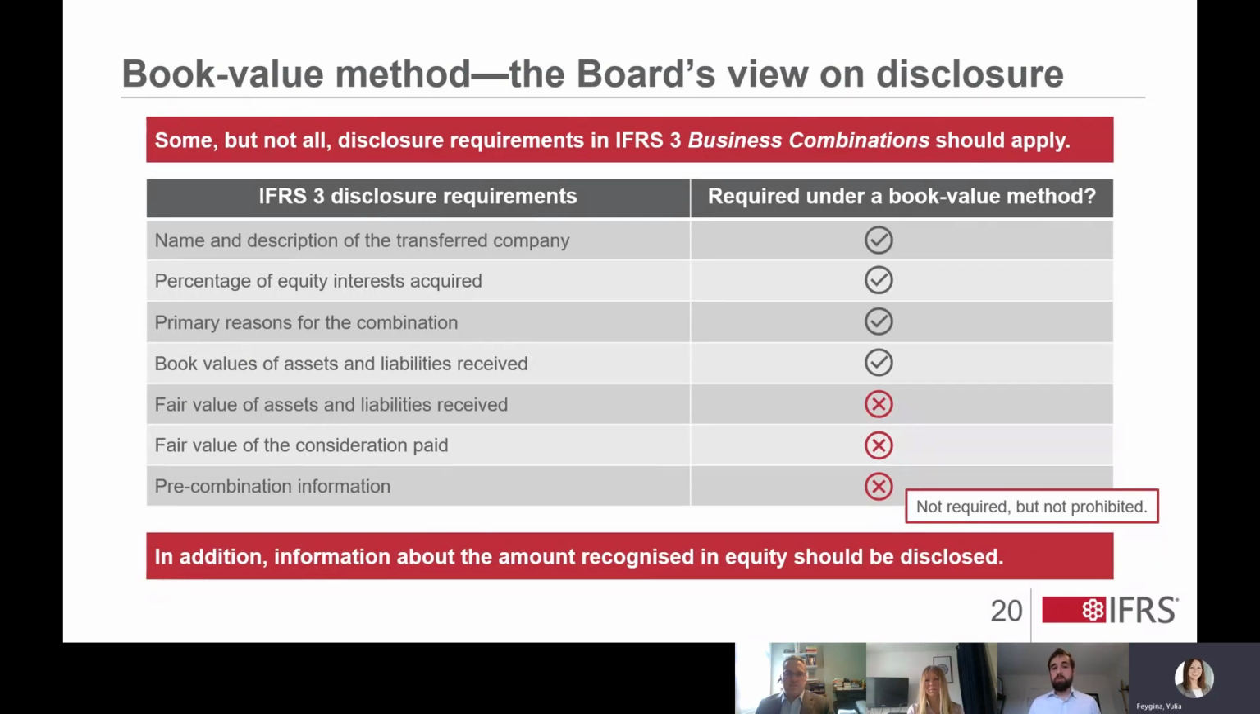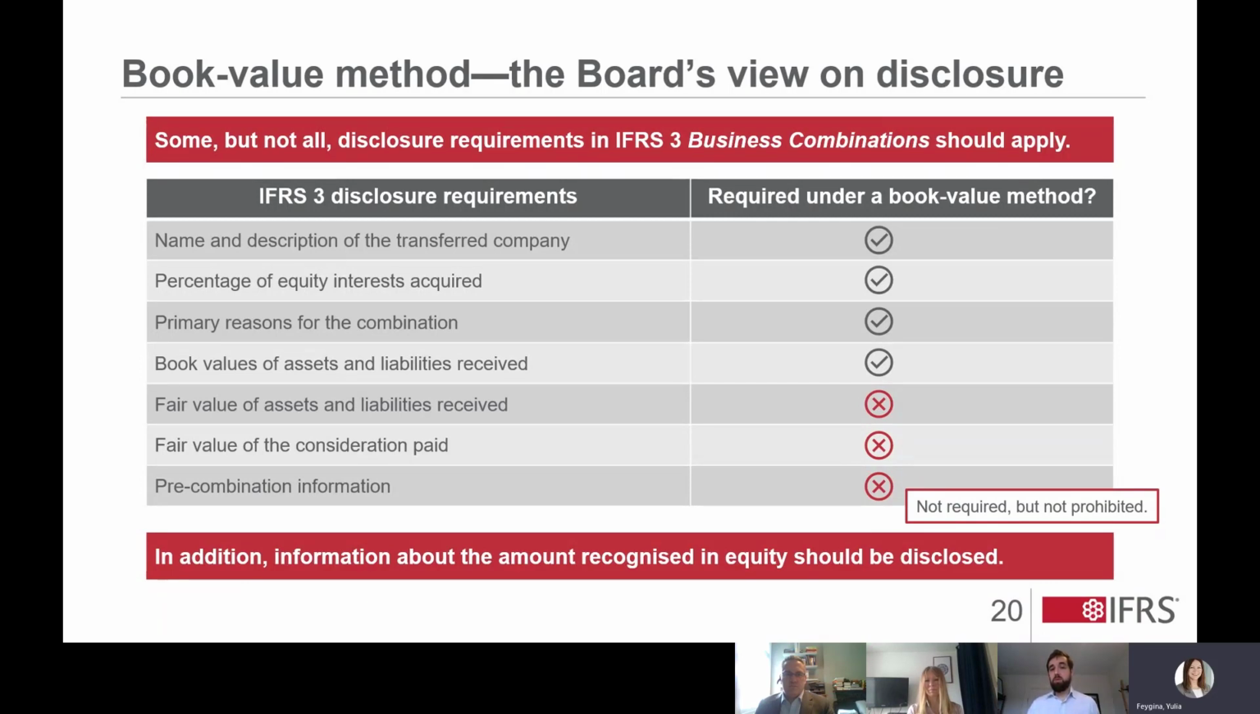The board also considered whether it should specify any additional disclosure requirements in a book value method, in particular, whether it should require disclosure of pre-combination information for all combining companies. The board decided not to require such information. However, as I noted earlier, the disclosure would not be prohibited and companies may choose to provide that information.